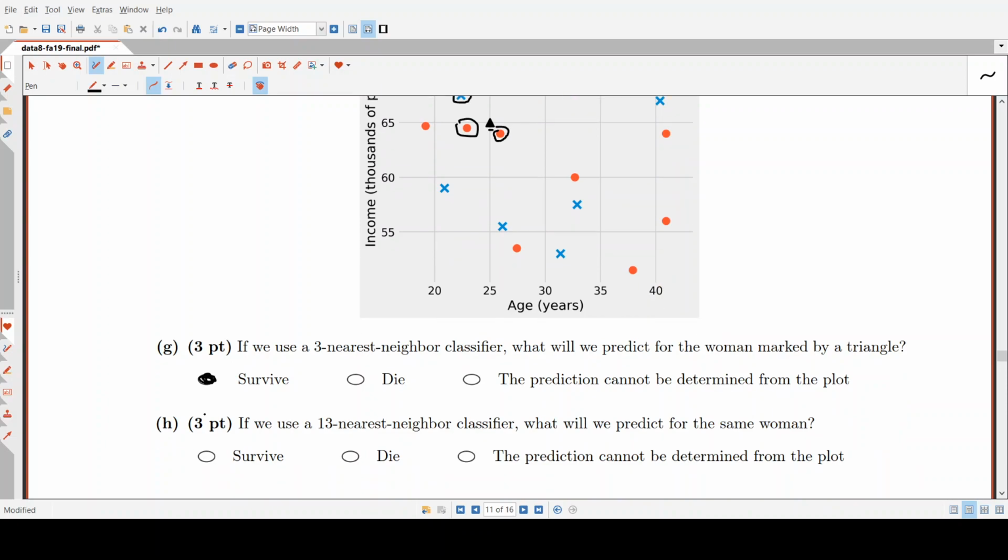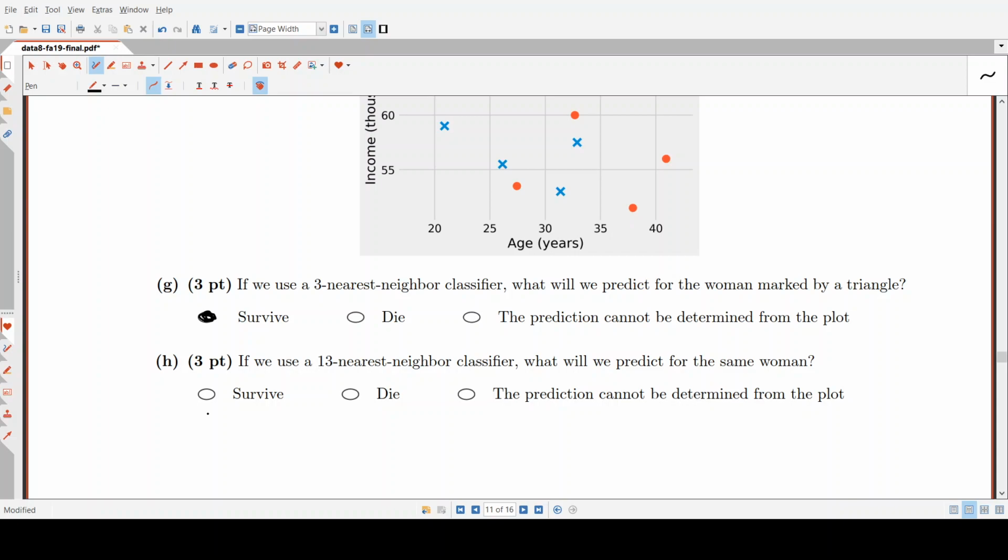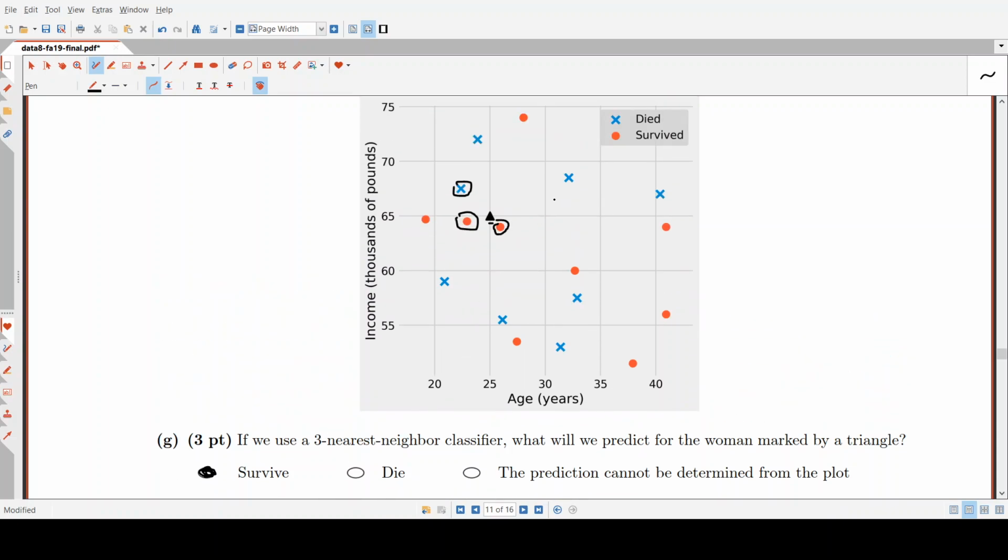Okay. Now, part H. If we use a 13 nearest neighbor classifier, what will we predict for the same woman? So now we have to count more. We have 3 already. We want to get to 13. So 4, 5, 6, 7, 8, 9, 10, 11, 12, and 13. So these are the 13 nearest neighbors.